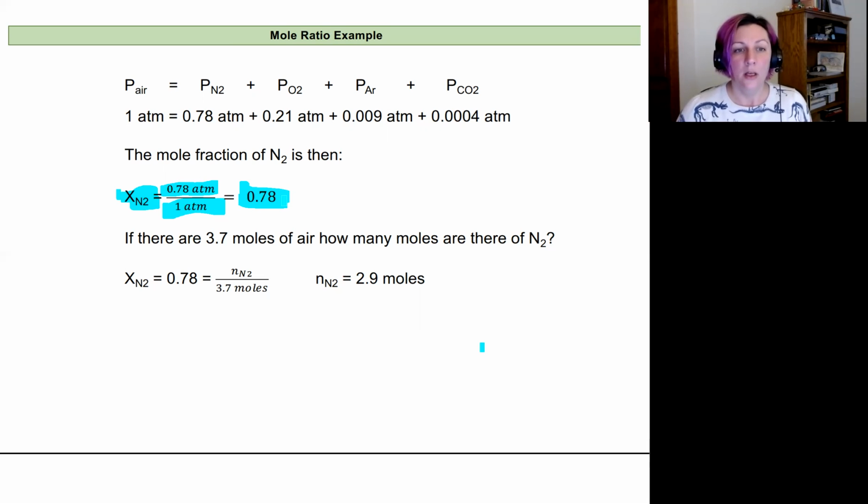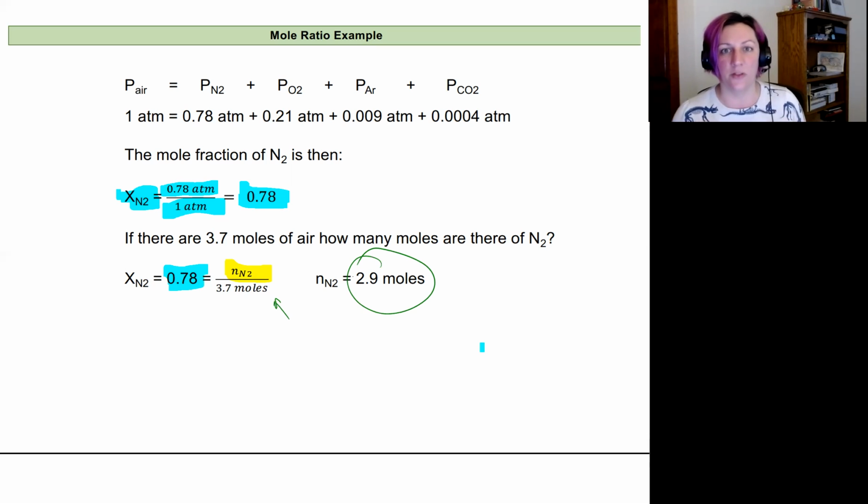Because it's a fraction, it's a ratio. So with that information, if we know that there's 3.7 moles of air, we can use it to calculate the moles of nitrogen in that air using that mole ratio. With that mole ratio equal to 0.78, the unknown here is the moles of nitrogen we have, and we can add in our given 3.7 moles of air total. Solving for the number of moles of nitrogen, we get 2.9 moles. And so this is a really nice way that within mixtures, we can use concentration to figure out the moles of a specific kind or the partial pressure of a specific kind of gas within the mixture.